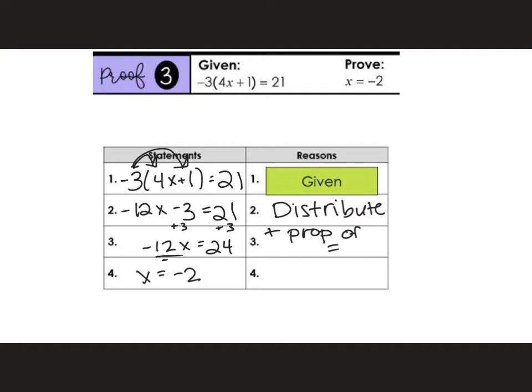We're going to divide both sides by negative 12. And we get x equals negative 2. And we did that with the division property of equality.